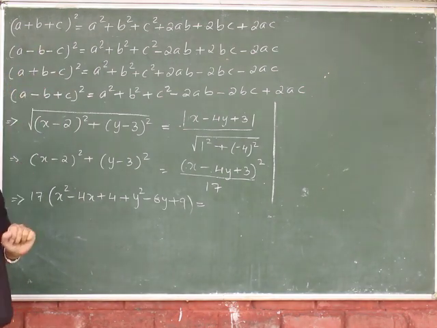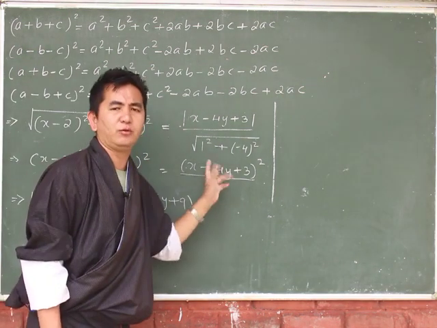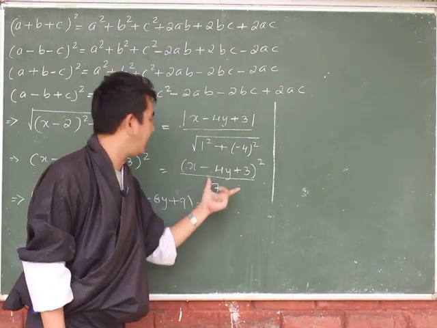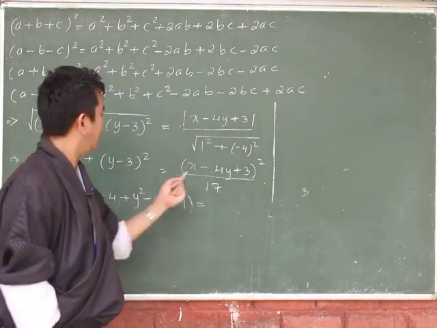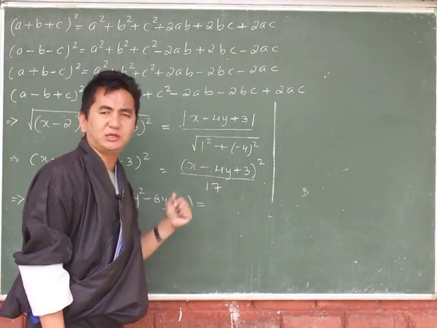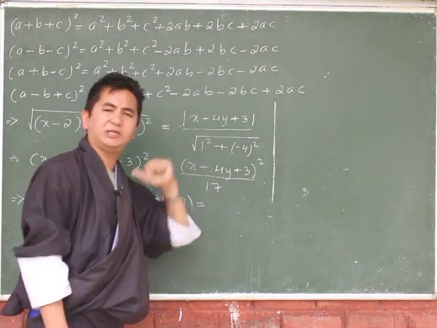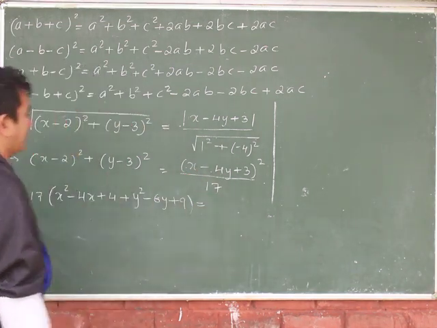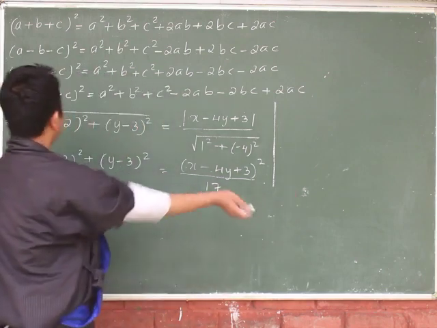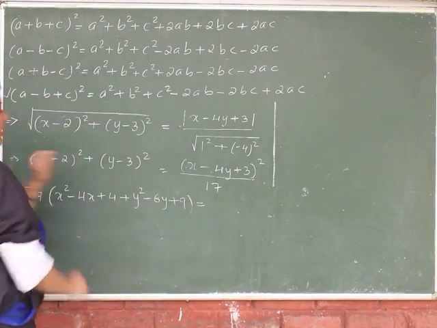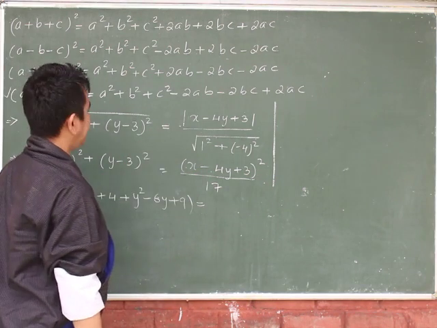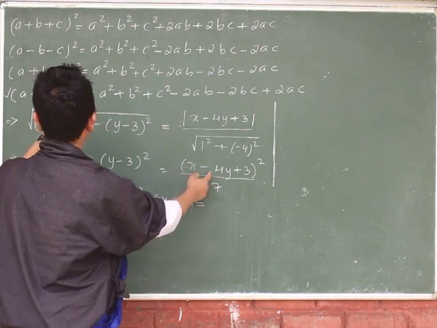Please keep this formula, because you have to use it when you solve different types of equations. Sometimes you will encounter a + b + c, sometimes a - b - c. Please use this formula. So keeping this in mind, now the case we have is (a - b + c)².